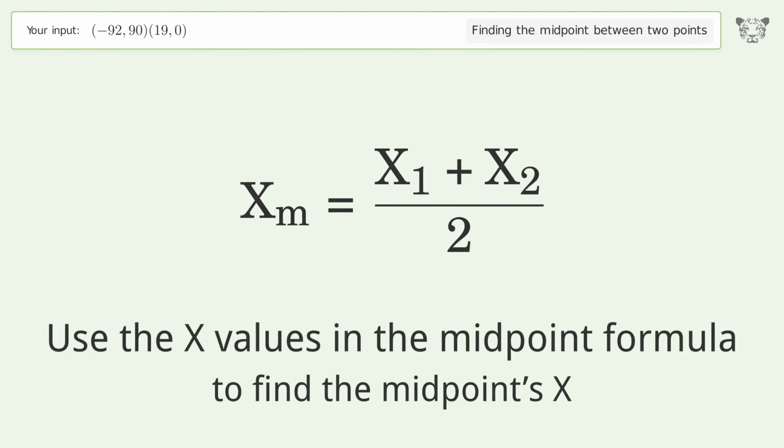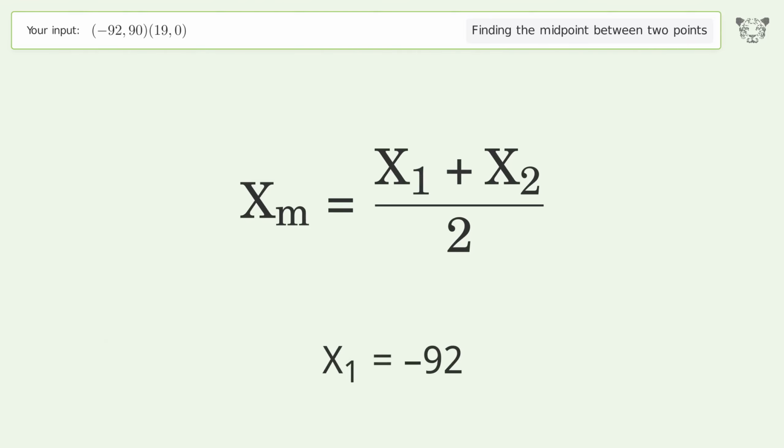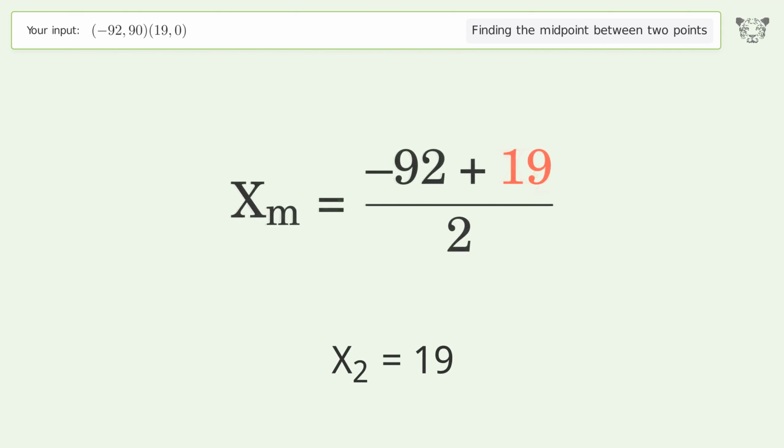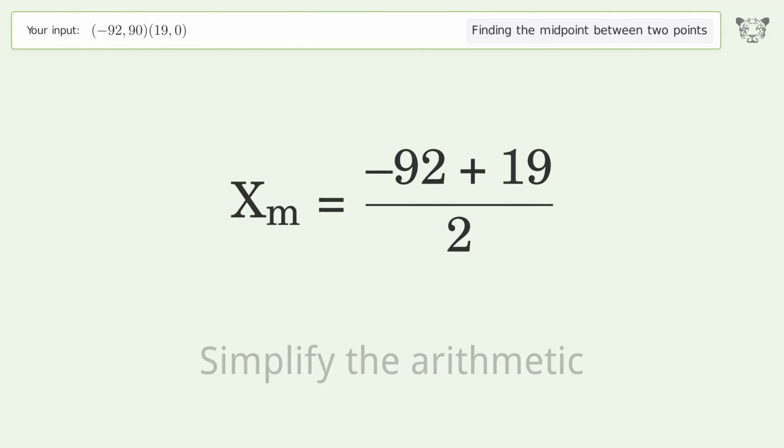Use the x values in the midpoint formula to find the midpoints x. x1 equals negative 92. x2 equals 19. Simplify the arithmetic.